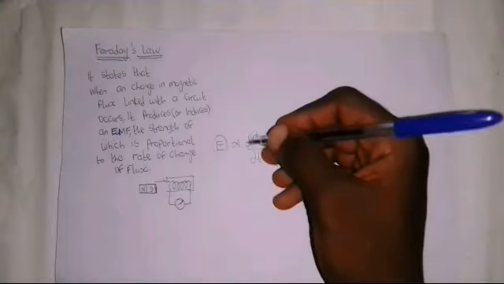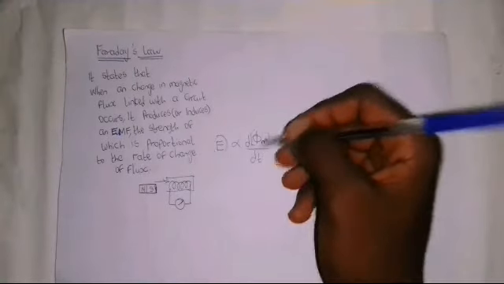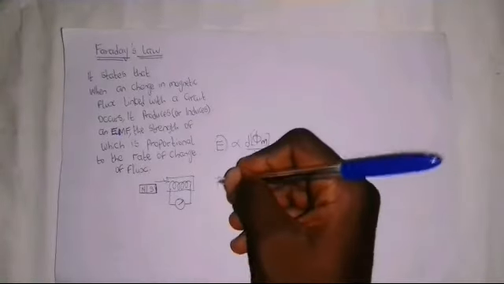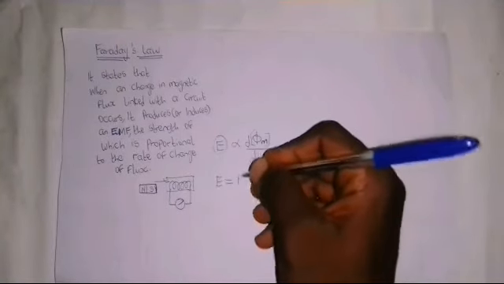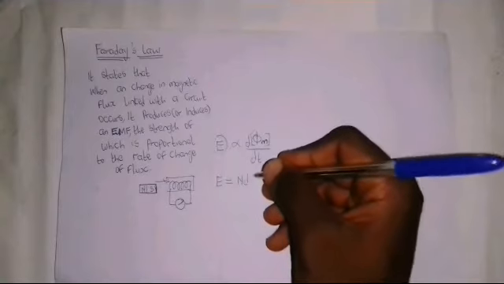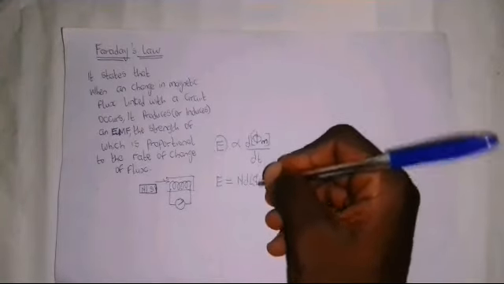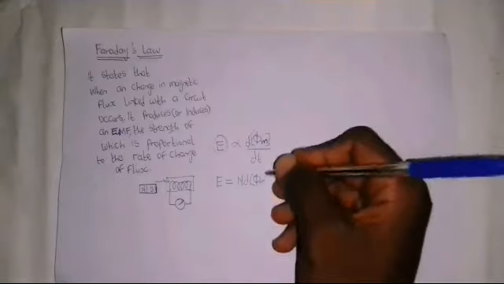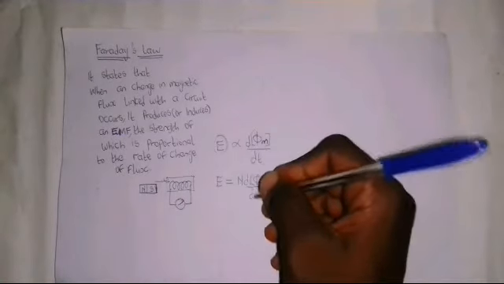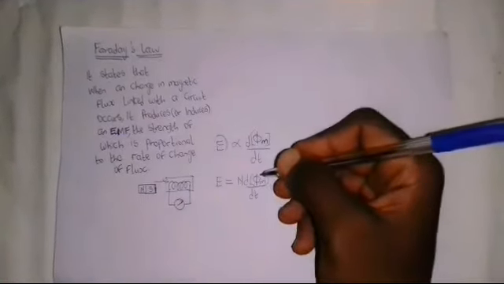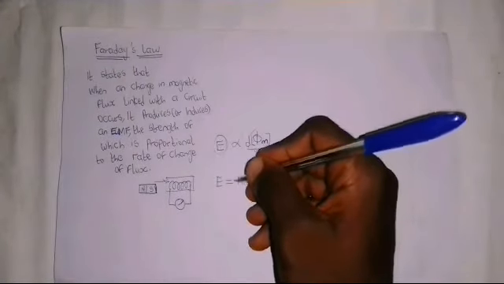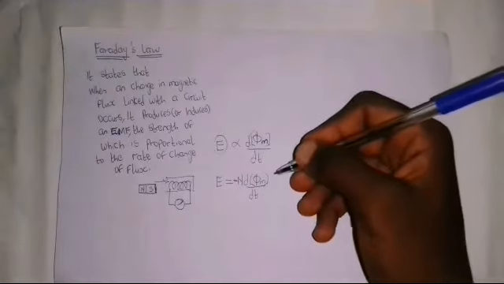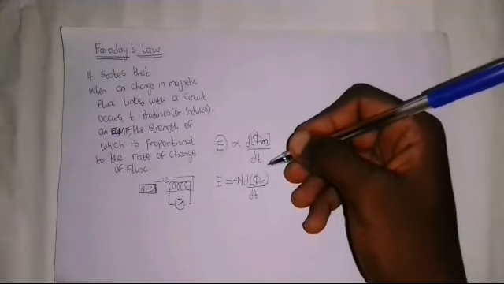So E is directly proportional to this formula, and because we need to make it equal, E is equal to N dΦ over dt, the magnetic flux over dt. But there's something else we did not include. We need to have included a minus. Now, why is this minus there? This is what we're going to know under Lenz's law.